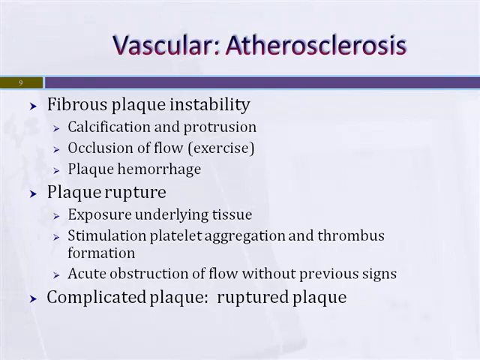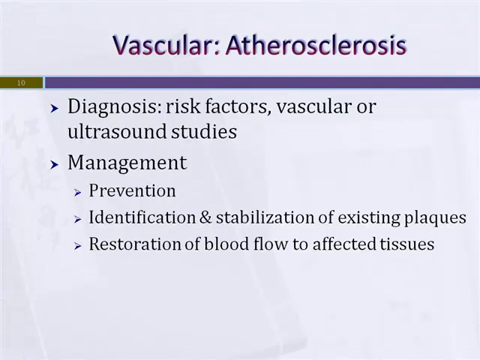So as we go on here, those fibrous plaques become unstable, and we get calcification, and they start to protrude out into the blood vessel space, the lumen of the blood vessel. And then, especially during periods of exercise, we can get occlusion of blood flow as we have more demand for blood flow. And then plaque rupture, hemorrhage, formation of clots there at the site with platelet aggregation, and then obstruction of the blood flow altogether.